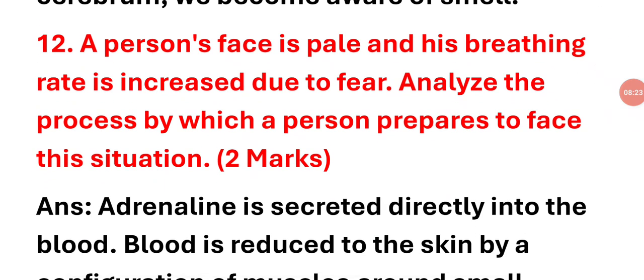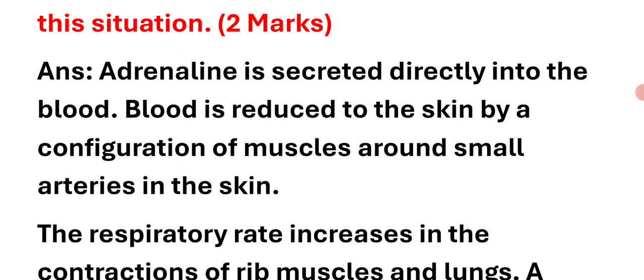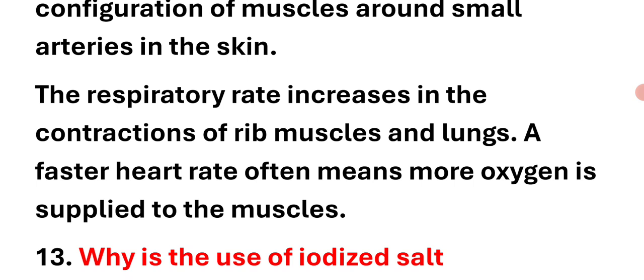Question number 12. A person's face is pale and his breathing rate is increased due to fear. Analyze the process by which a person prepares to face these situations. 2 marks question. Adrenaline is secreted directly into the blood. Blood flow to the skin is reduced by contraction of muscles around small arteries in the skin. The respiratory rate increases with the contractions of the rib muscles and lungs. A faster heart rate means more oxygen is supplied to the muscles.